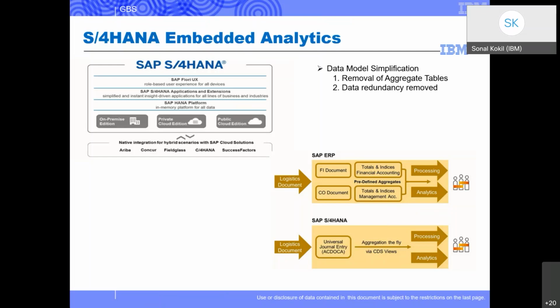Now from a BW perspective, we are not using the 0FI_GL_4, AR, AP extractors. Now what is there is 0FI_GL_14, ACDOCA, and similar extractors. For planning, you will have some separate extractors. ACDOCA is actual data and it is the Universal Journal, the universal general ledger entry.